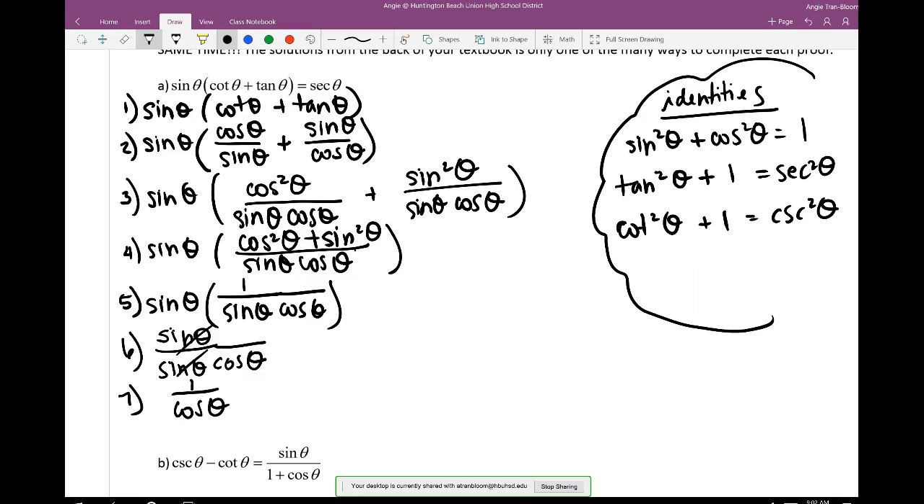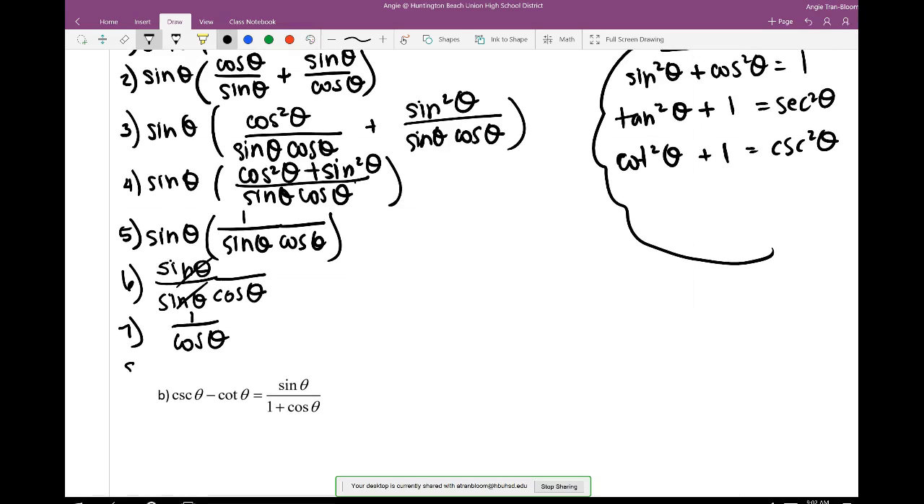Am I done? Is that my goal? Almost, right? 1 over cosine is always secant. And now you do what? Initial. The reason I'm asking you to do initial is nothing wrong or right or anything better. It's just I need to know, hey, I'm done, okay? I follow all the steps and I got it.